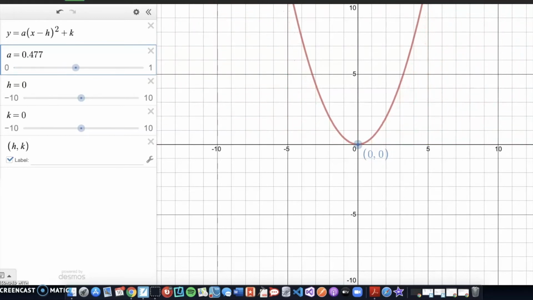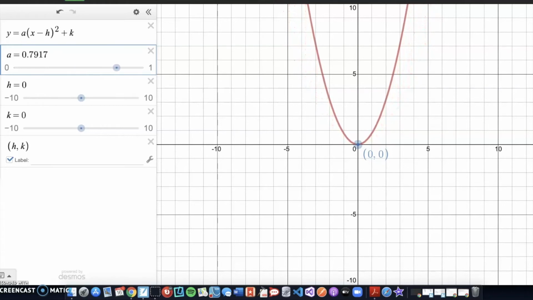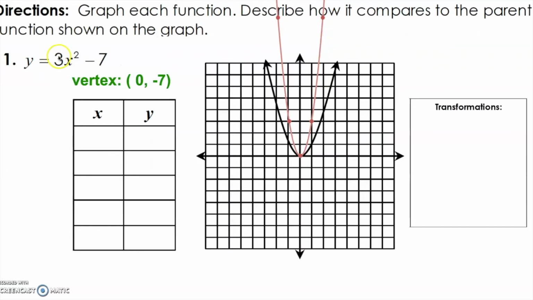So when my A value is between 0 and 1, my function is wider than my parent function. When A is greater than 1, it's skinnier than my parent function. So notice that my A value here was 3, which is greater than 1. That's why this parabola is skinnier than it was originally. So I am still moving down 7, but my parabola is skinnier than the original.